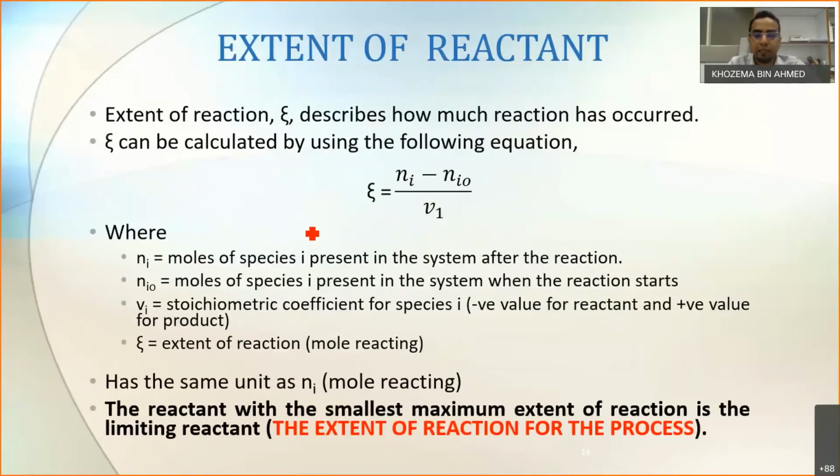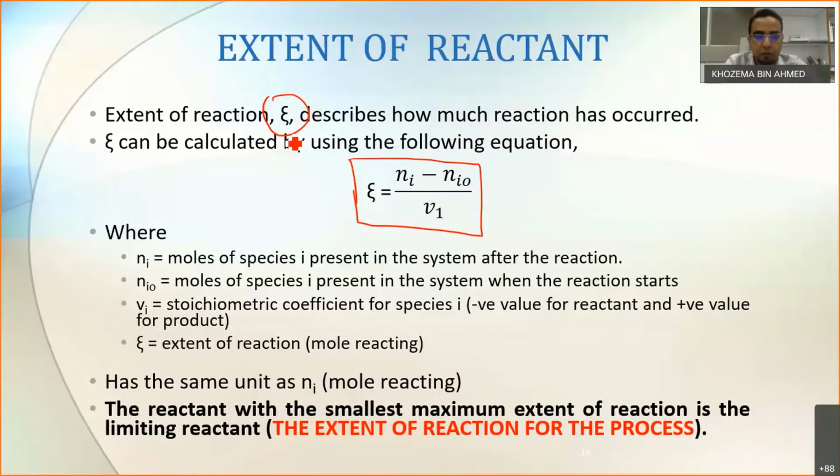The second important thing that you need to know is extent of reaction. Extent of reaction is also another method for you to decide your limiting reactant. This is the symbol for extent of reaction. It describes how much reaction has occurred, and this can be calculated using the following formula. This is a very, very important formula you need to understand.